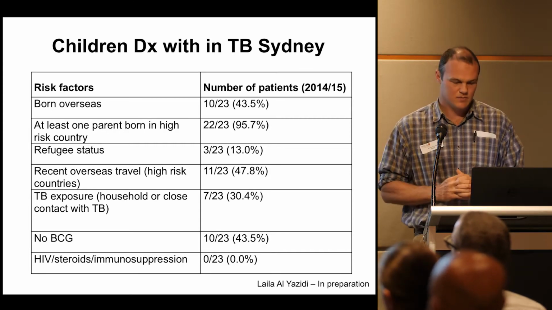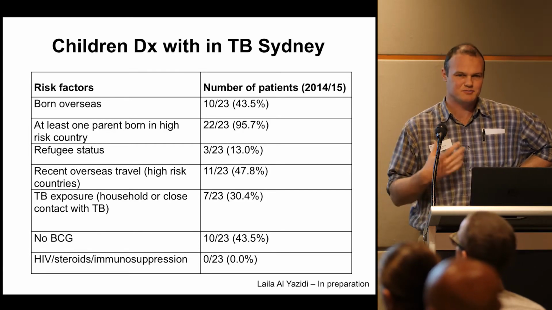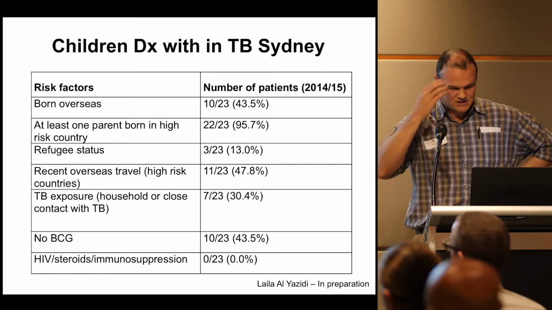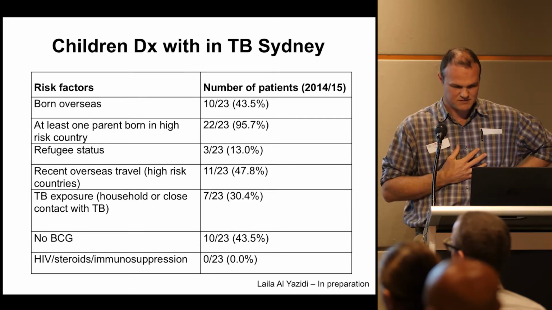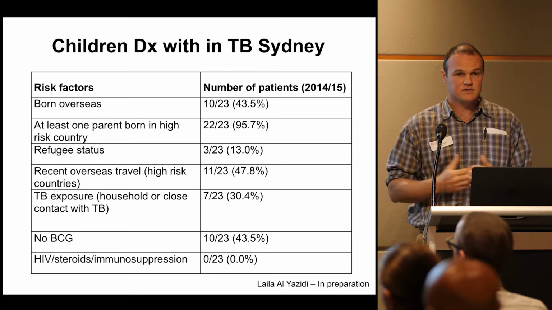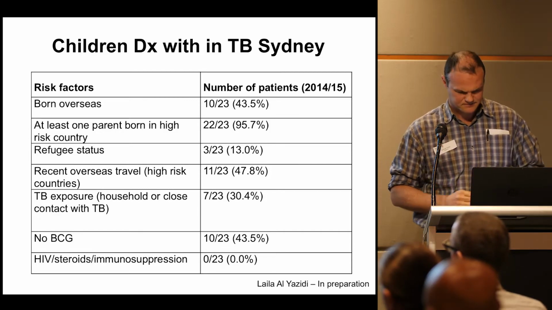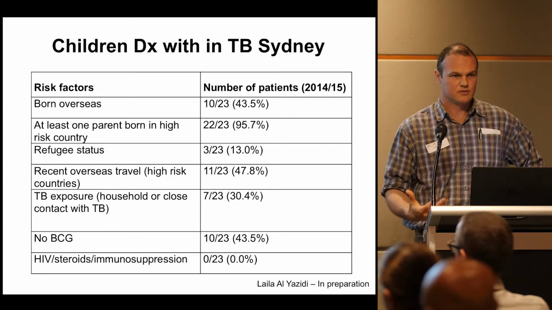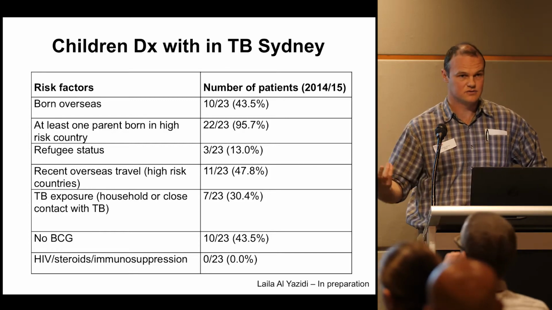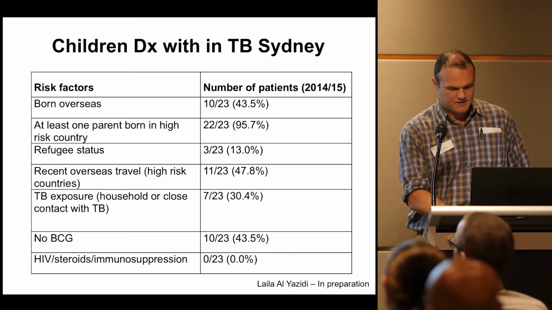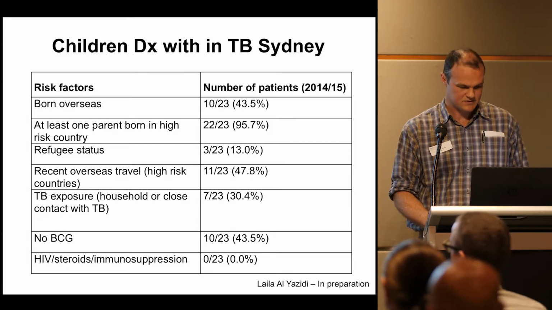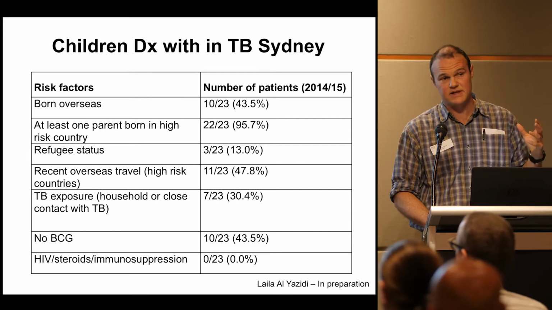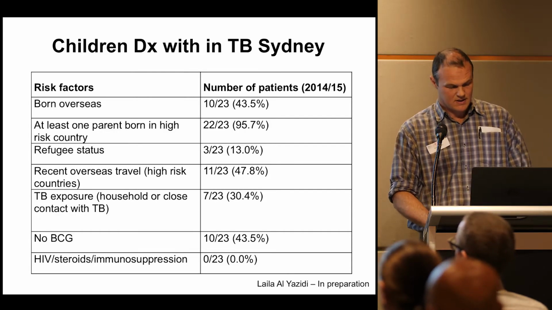Leila Al-Jazidi, who's one of our infectious diseases registrars, is putting together the experience in the Sydney Children's Health Network, so both Westmead and Sydney Children's Hospital. She's looked at a 2-year period, 2014 and 2015, and identified 23 children that we treated with TB in that time. About half of them were born overseas, but nearly all of them had at least one parent born in a high-burden country, indicating a likelihood of travel to TB endemic settings. In fact, half of them reported recent overseas travel, but around half of them were not BCG vaccinated, and many of them did not have access to BCG.